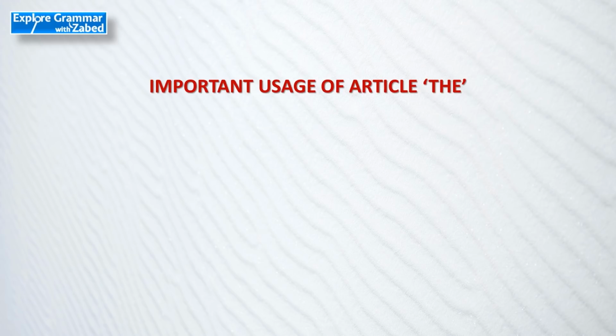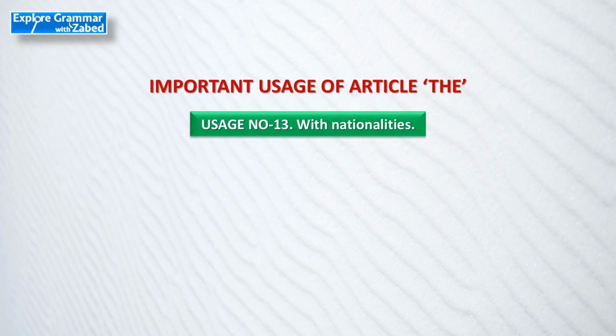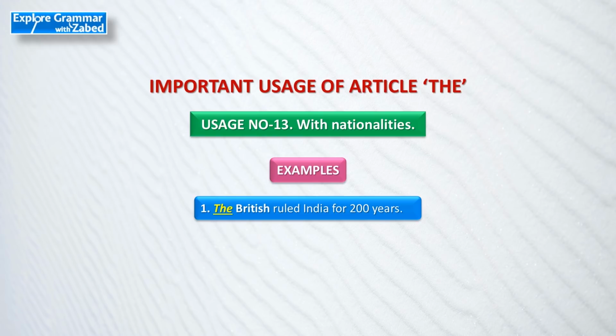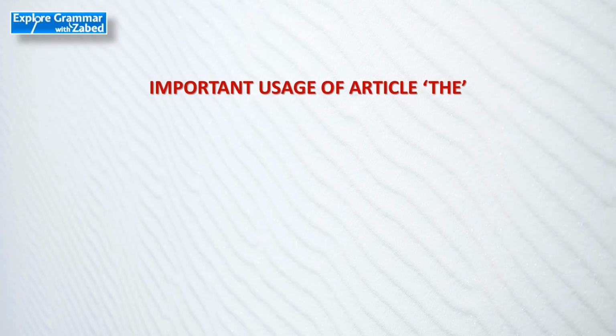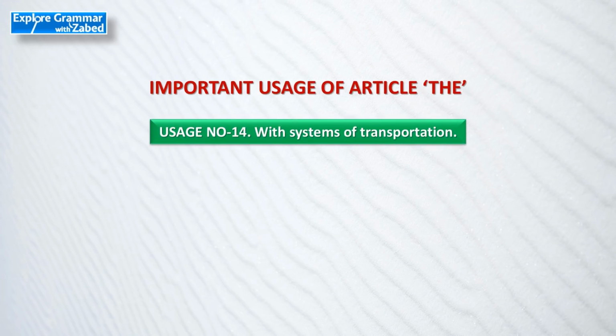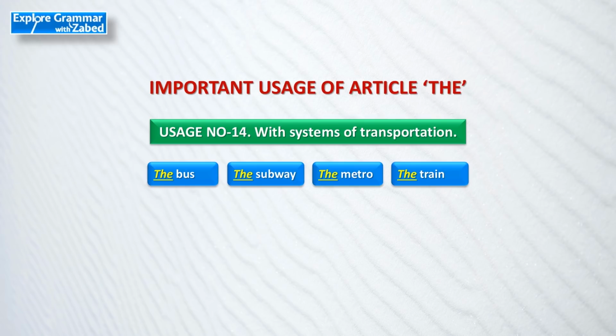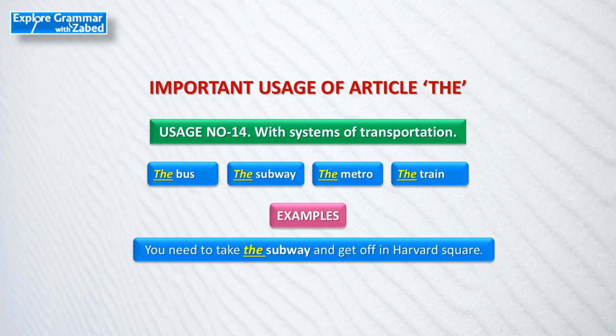We even use article the to indicate nationalities. For example, the British ruled India for 200 years. The Belgian chocolate is impossible to resist. Use article the with systems of transportation like the bus, the subway, the metro, the train, etc. For example, you need to take the subway and get off in Harvard Square.